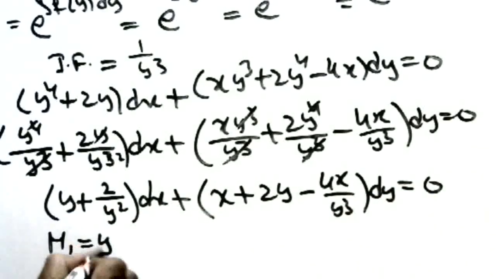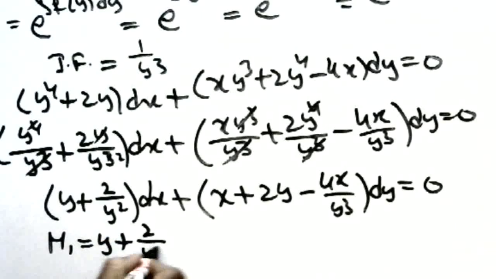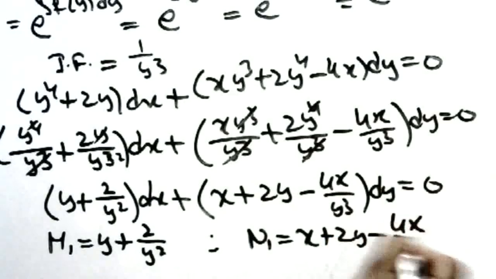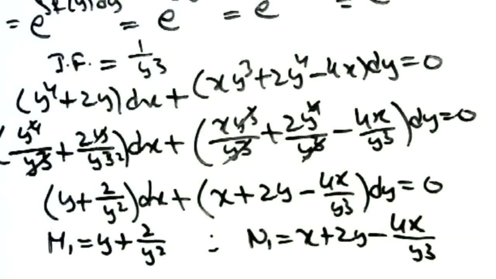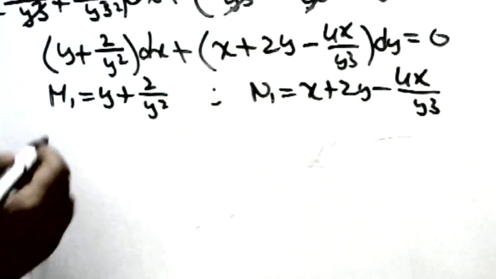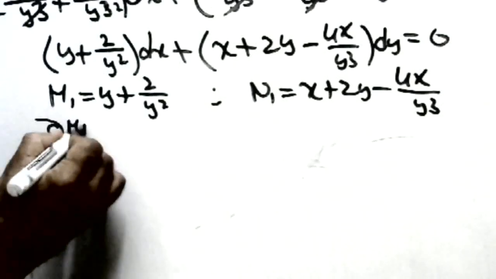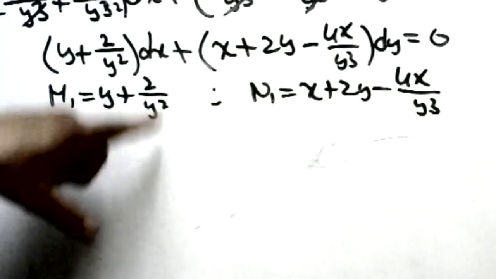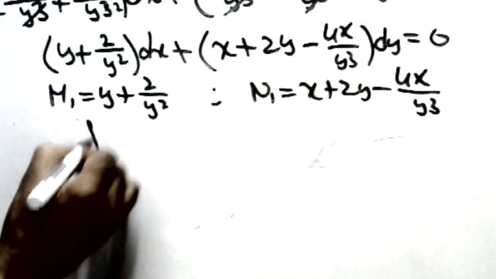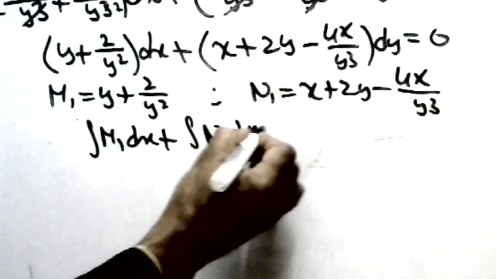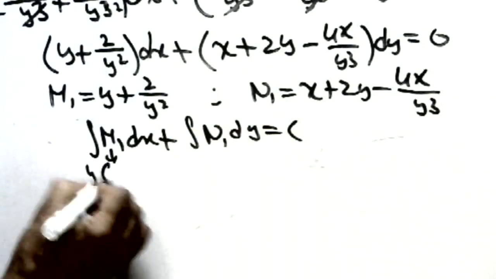Now consider this as M1 and this as N1. M1 equals y + 2 by y². N1 equals x + 2y minus 4x by y³. Now let me again check whether it will be exact. Whether we check and show or it's not necessary to show, the question is easy. ∂M1/∂y, it will become minus... no need to show that. Let's use the formula directly: the integral of M1 dx plus the integral of N1 dy equals c.